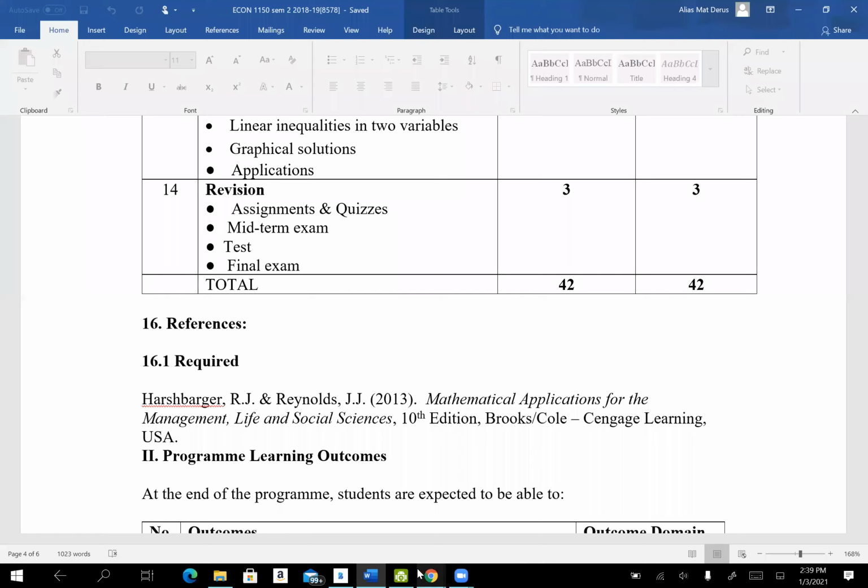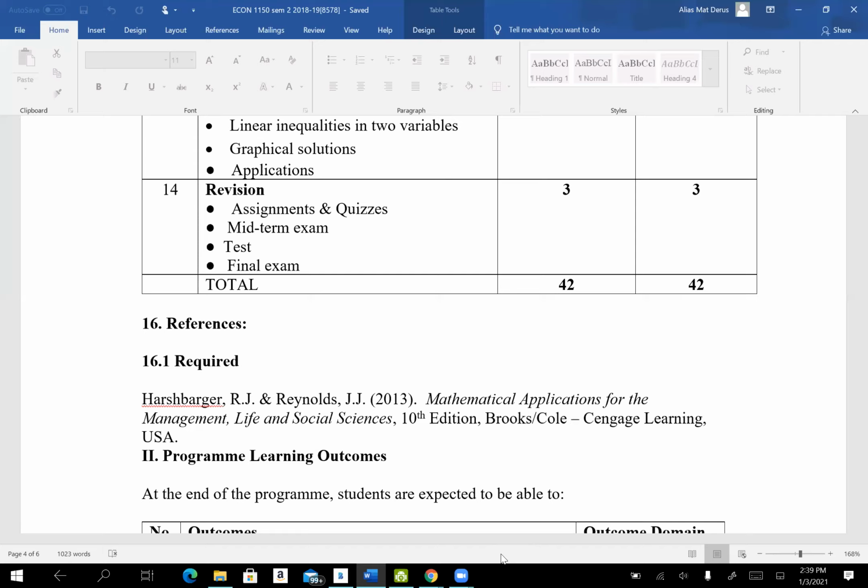And I know probably some of you have the link. I'll give you the link later on. You can have the book. There is a link that you can access.